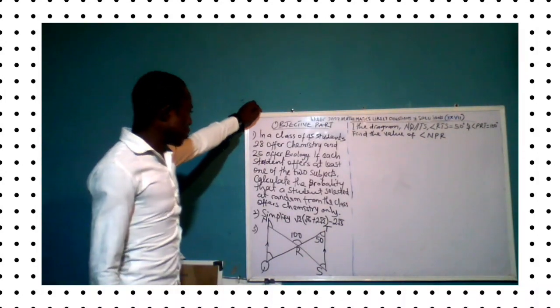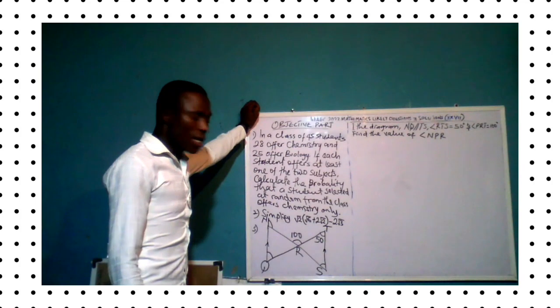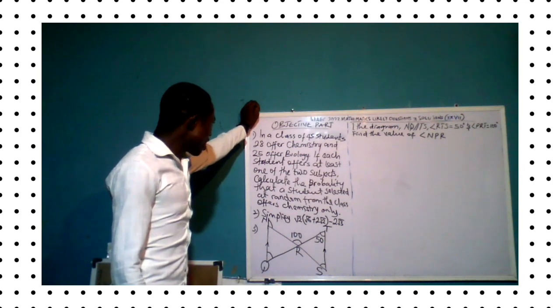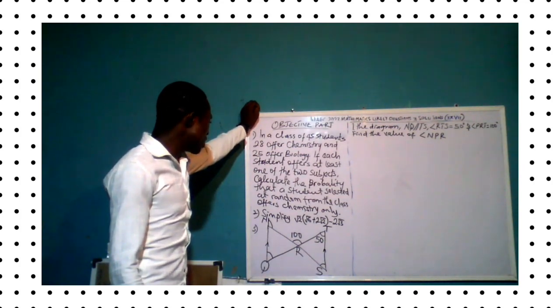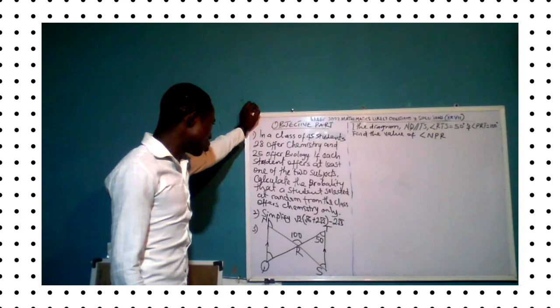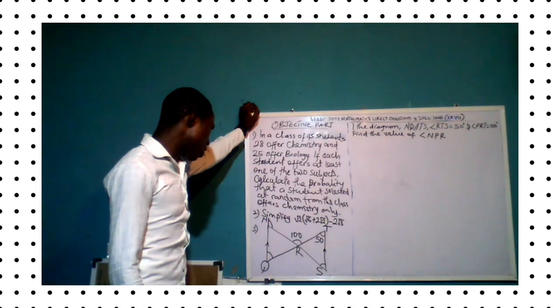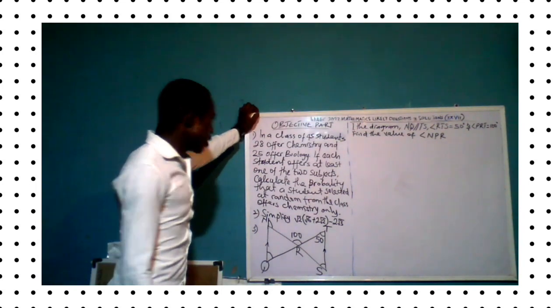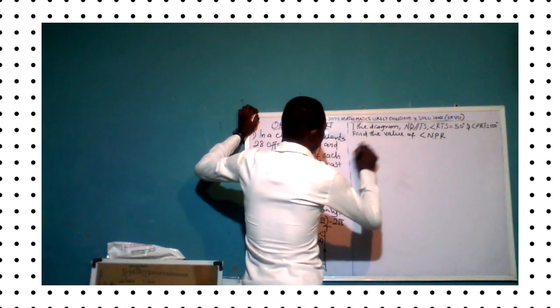Okay, let's take question number one as it is stated on the board. In a class of 45 students, 28 offer chemistry and 25 offer biology. If each student offers at least one of the two subjects, calculate the probability that a student selected at random from the class offers chemistry only.